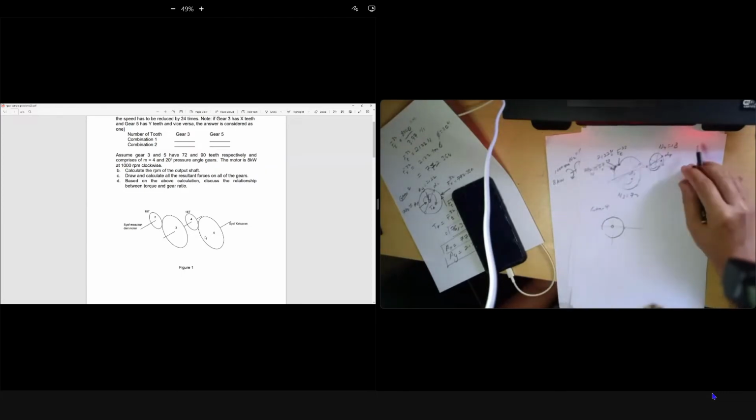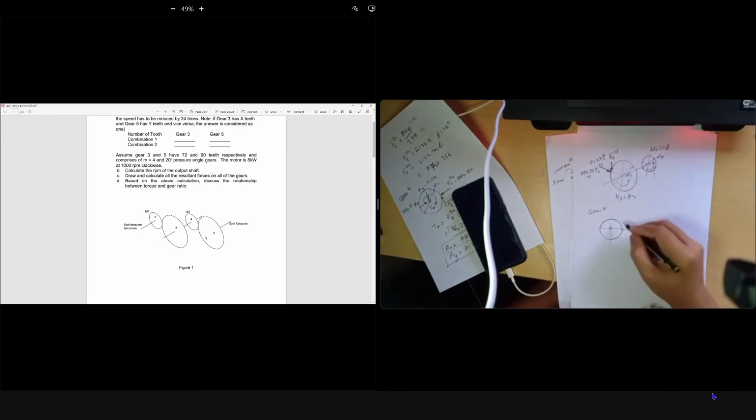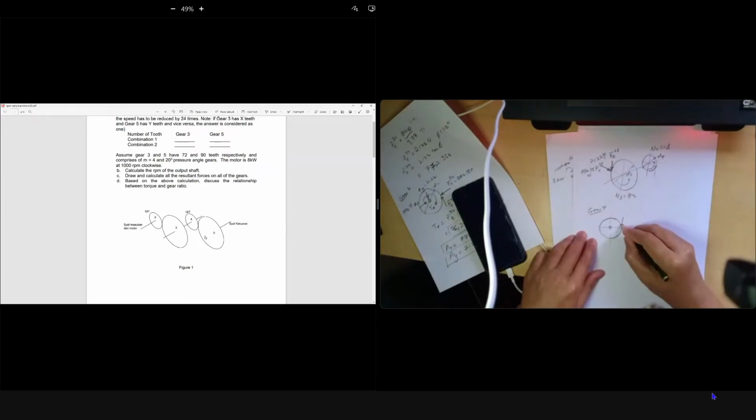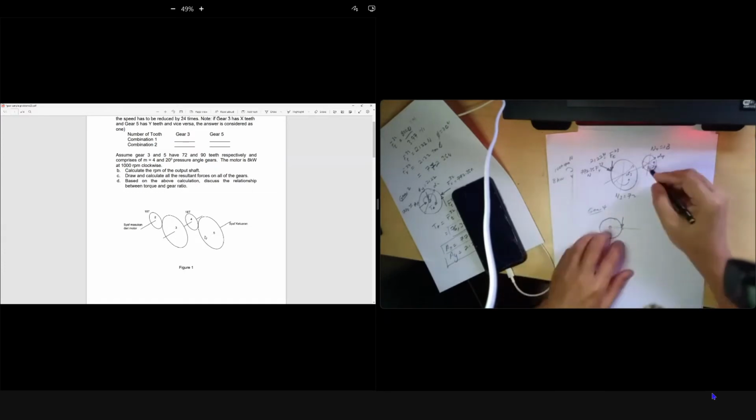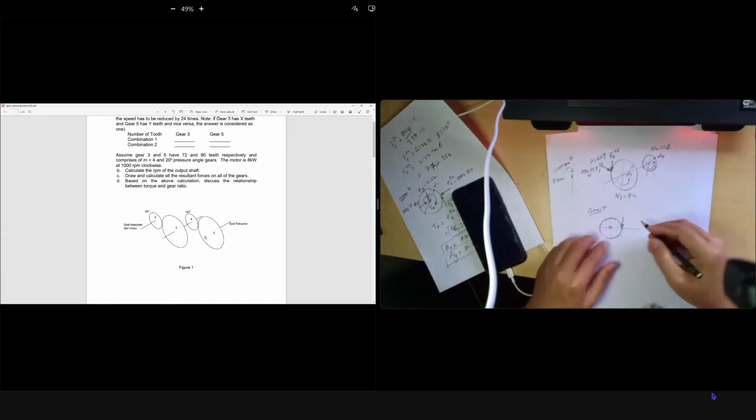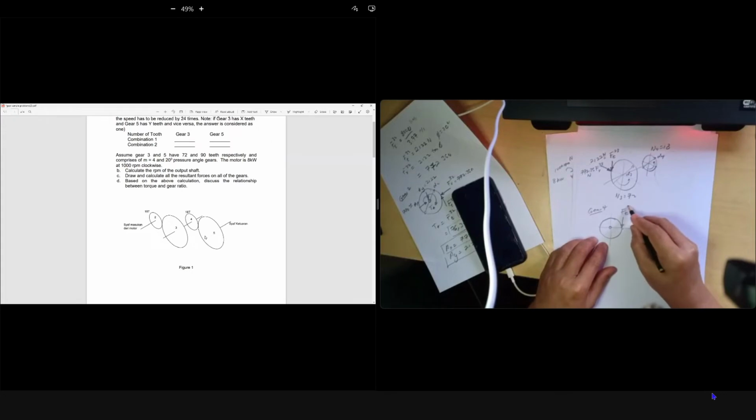At gear 4, the reaction from gear 5 to gear 4 is the F tangent from 5 to 4, because we need to do the free body diagram and find the magnitude of the force of this gear 4. Is the F tangent from 5 to 4 downward or upward? Downward, Doctor. Yeah, you're right. It is downward because gear 4 is driving gear 5. So this is F tangent 5 to 4.